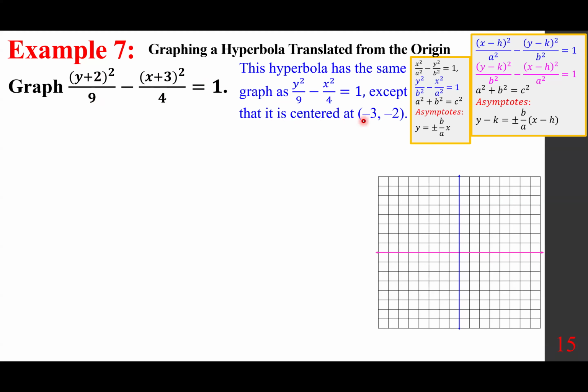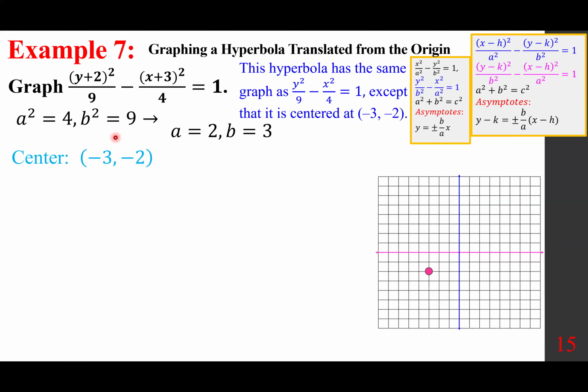The center of 0, 0 has been moved 3 units to the left and 2 units down. So you could graph this one and shift it 3 to the left, 2 down, and that's your graph. That's one way to look at it. Now the center is at negative 3, negative 2 with a squared being 4, b squared being 9, okay? And so a is 2, b is 3. Here's the center, negative 3, negative 2.